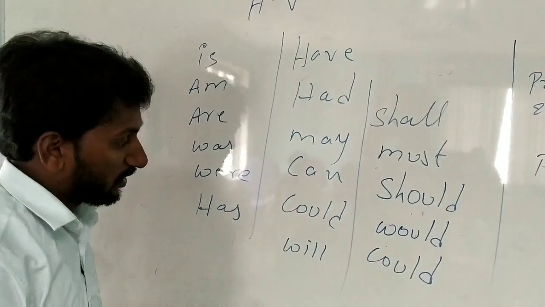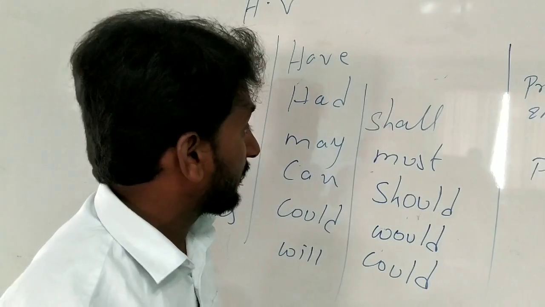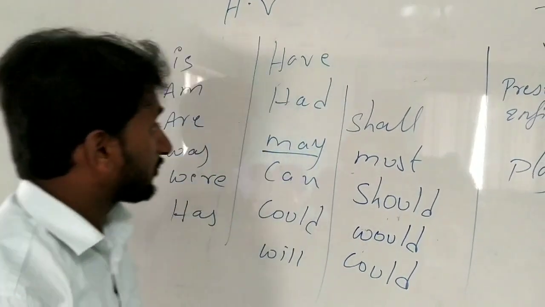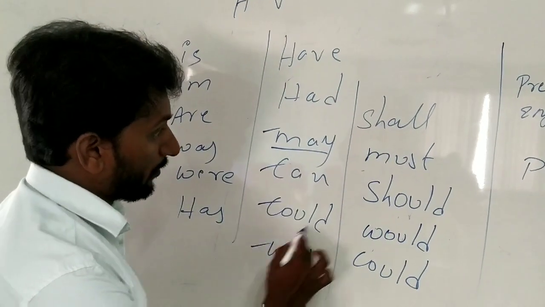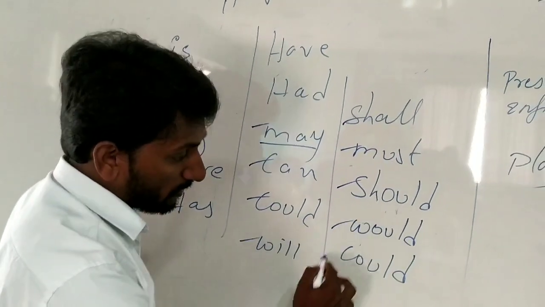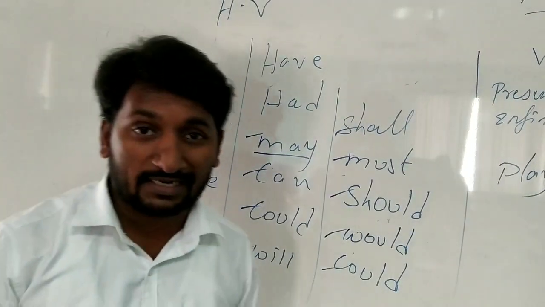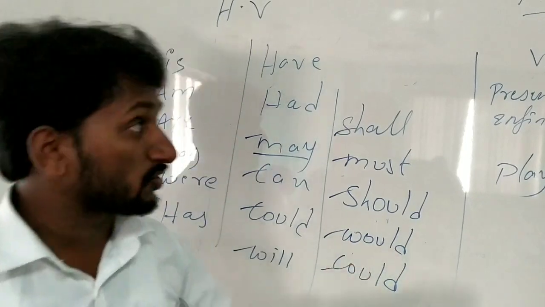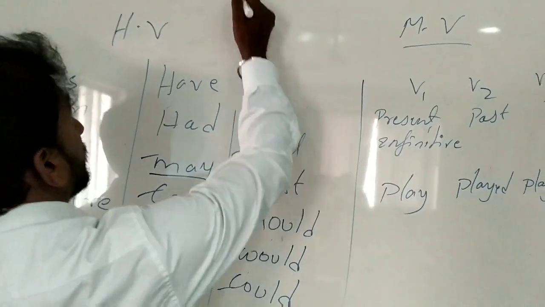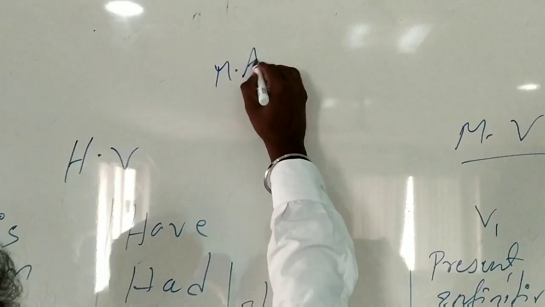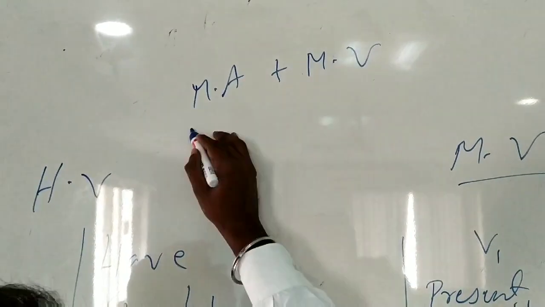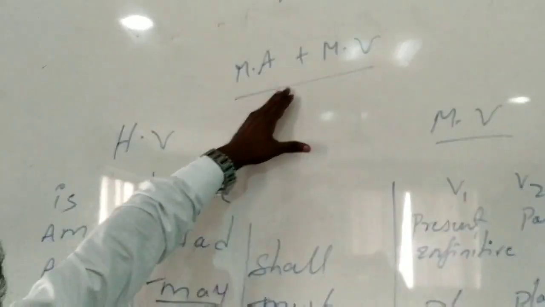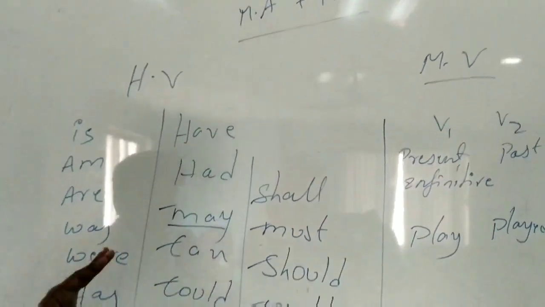Okay, if you look at the board here, I would like to talk about one helping verb. You see that, may. May is also a helping verb. By the way, may, can, could, will, shall, must, should, would and could are all helping verbs which are called modal auxiliary verbs. These modal auxiliary verbs are mostly followed by main verbs. That means, mostly they are not followed by any adjective or something like that. They are mostly followed by the main verbs.